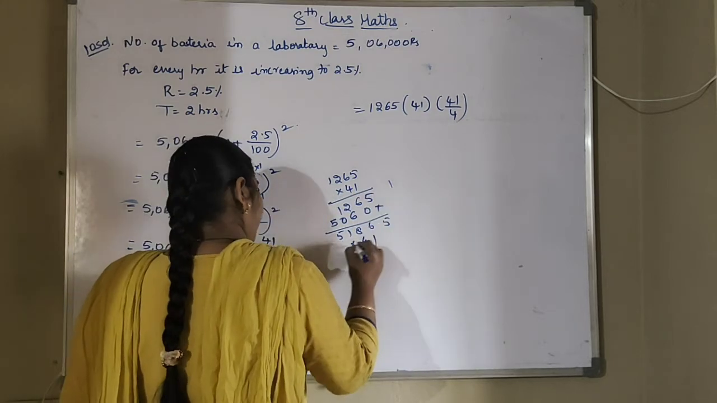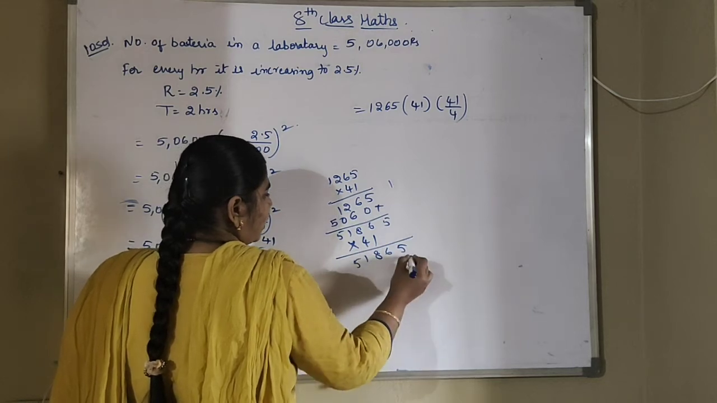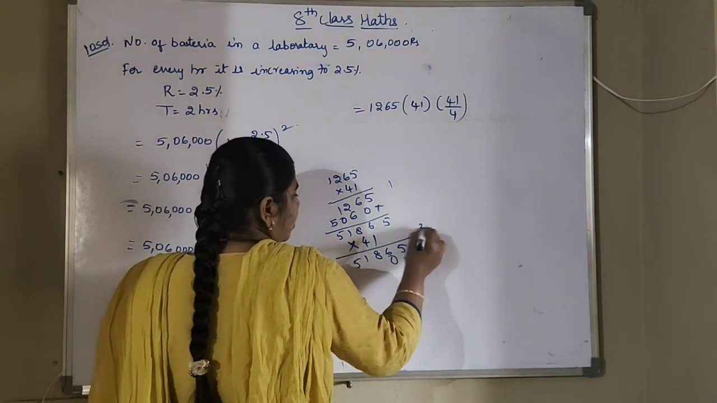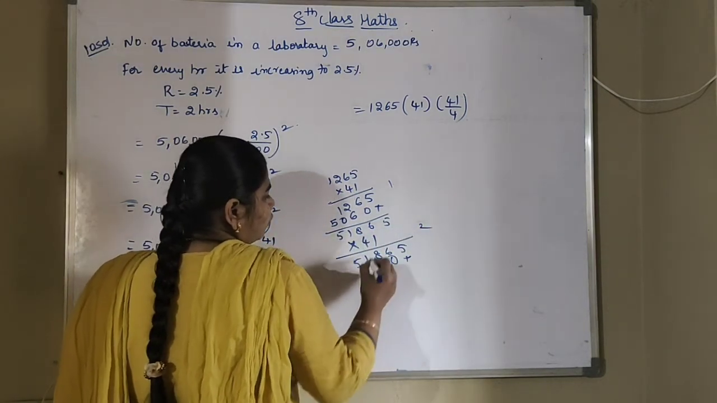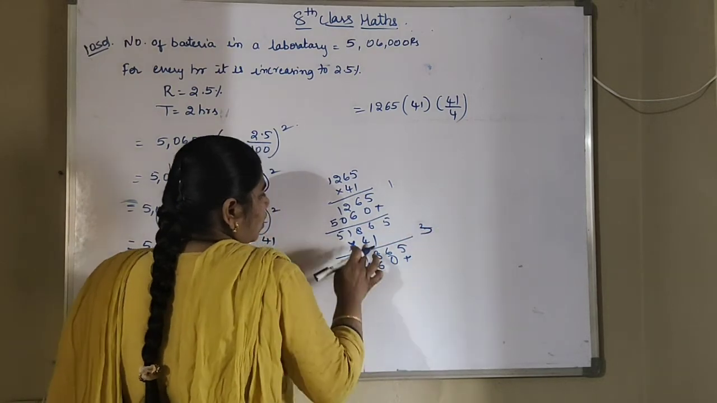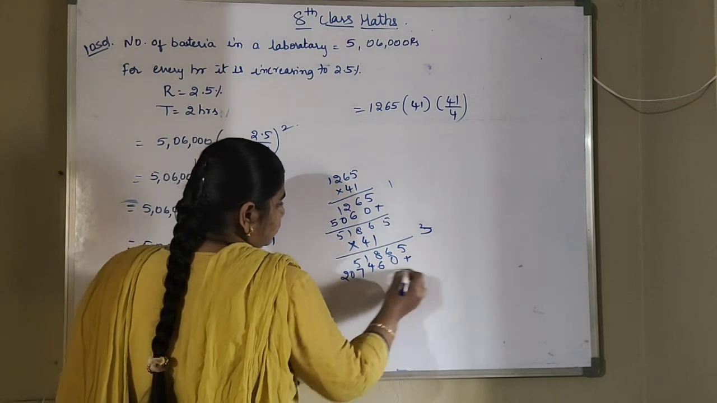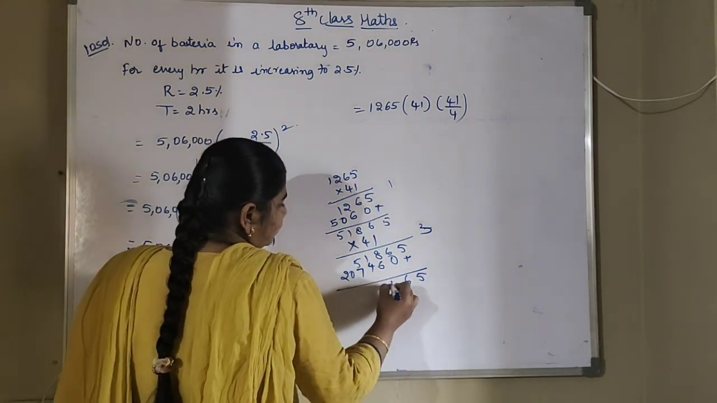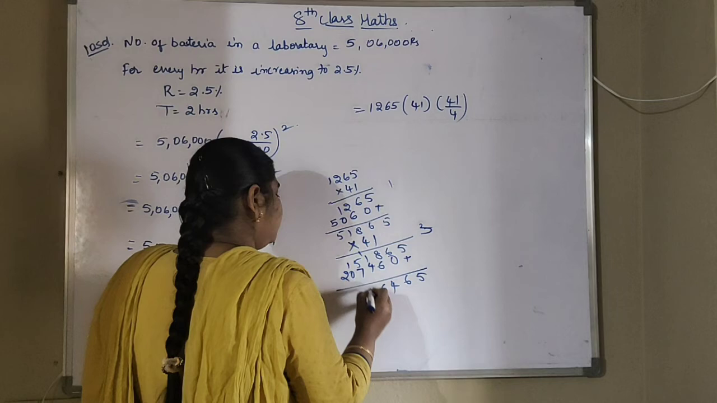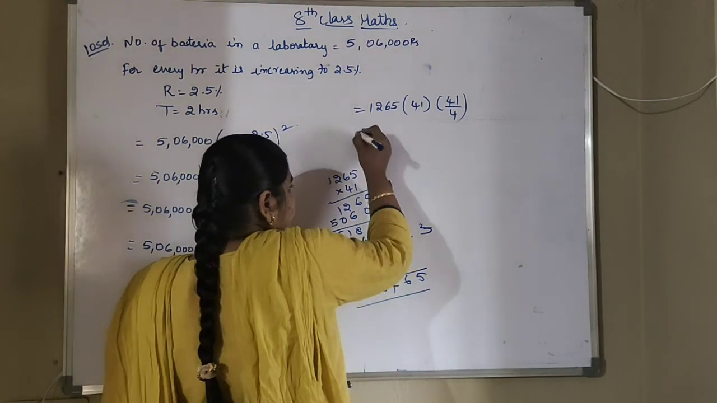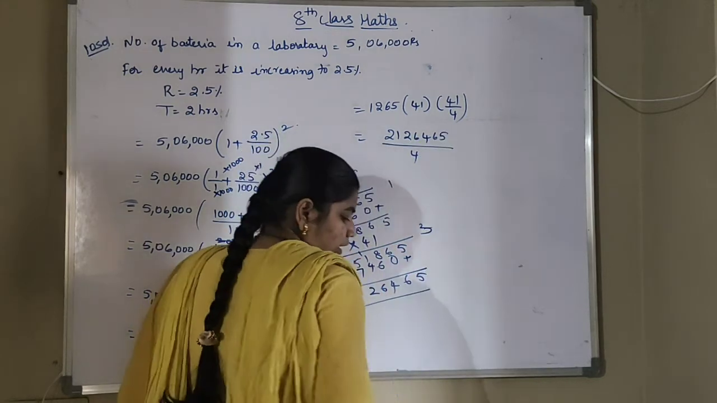Into 41 again we have to multiply: 5, 6, 8, 1, 5. Multiply with 4 now. 4 5s are 20, 4 6s are 24, 25, 26, 4 8s are 32, 33, 34, 4 1s are 4, 5, 6, 7, 4 5s are 20. So how much did you get here? 21,26,465, divided by 4.